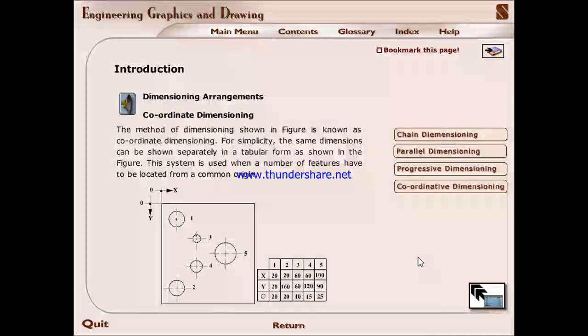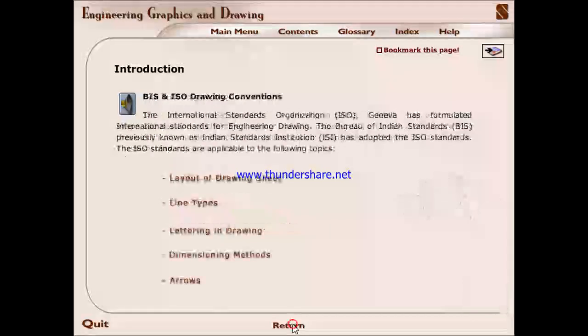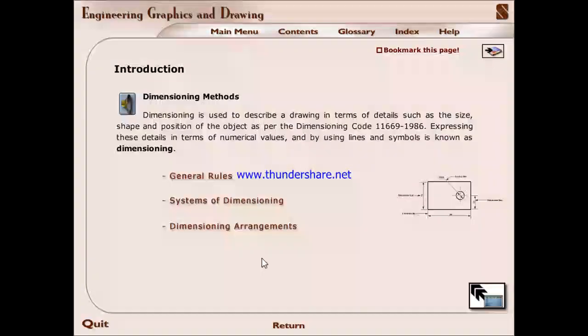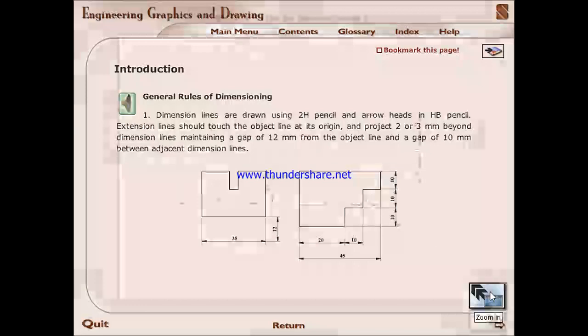These are all the dimensioning arrangements. Once again, we will discuss dimensioning methods. In dimensioning methods, there are some general rules. We will briefly, once again, learn some general rules of dimensioning.